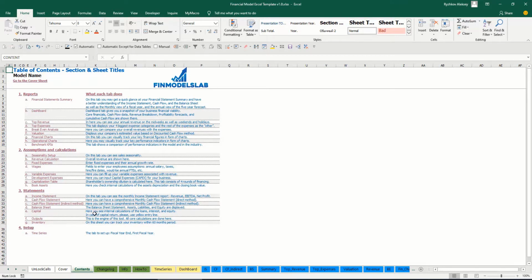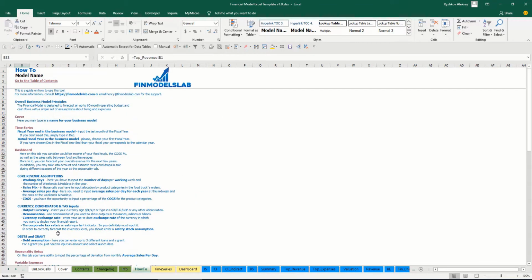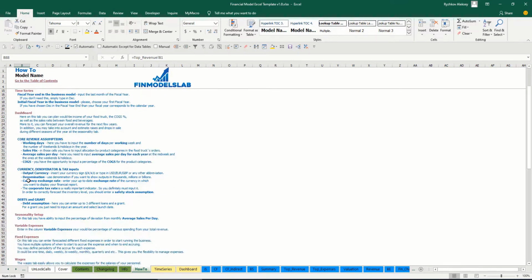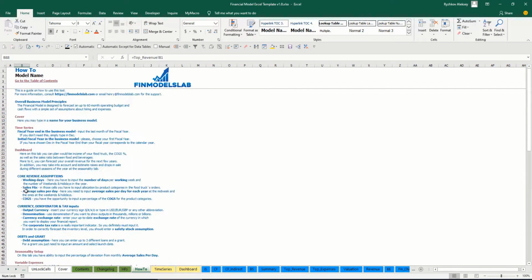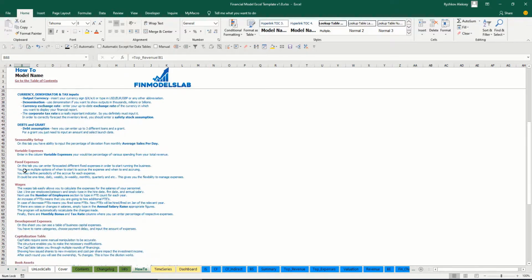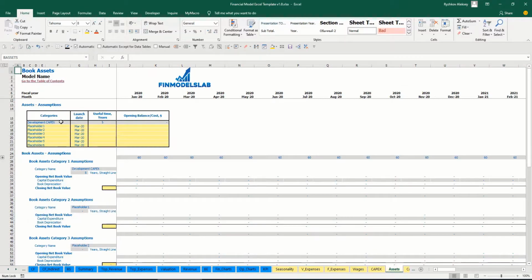There is a short explanation about what each tab does, but if you want to know more you can go to How To and see a more detailed explanation of what each tab does and what inputs you may find on this sheet and what kind of outputs you may find on this sheet as well. Any header of this section is also clickable, so you may click on, for example, Book Assets and you go directly to this tab.